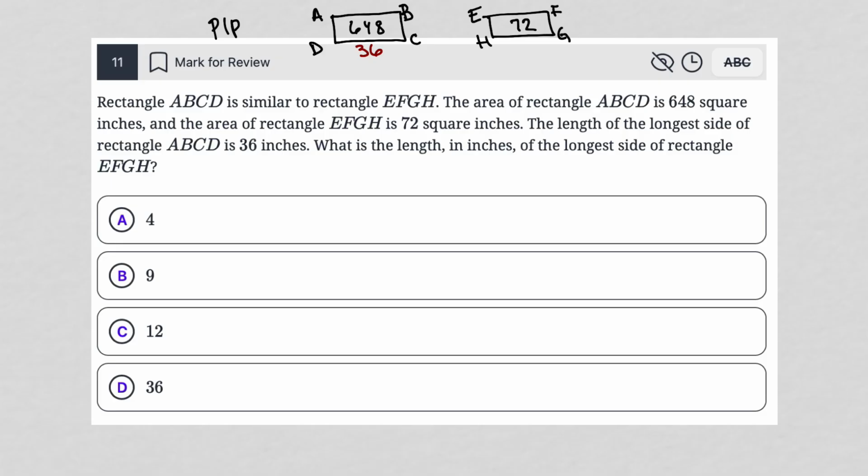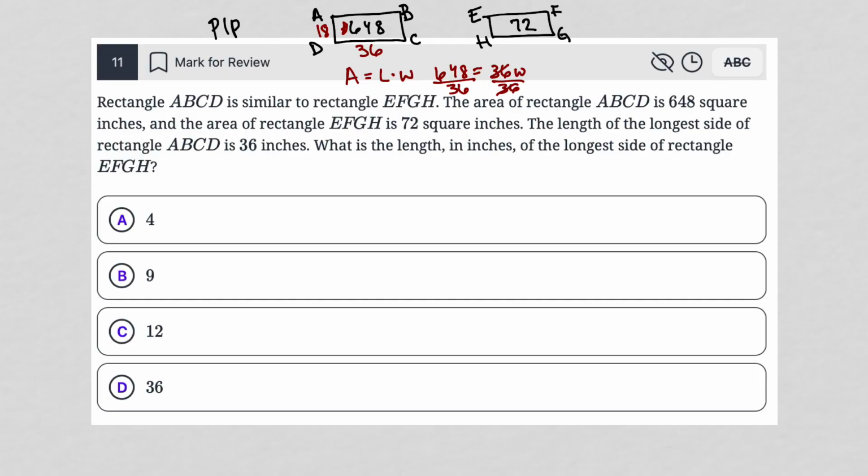Okay, so if I know the area is 648, and I know that the way you find the area for a rectangle is length times width, and I know the length is 36, then I can make this equation. 648 equals 36 times the width. And from there, I can calculate the width by dividing both sides of this equation by 36. And I go to my calculator, then I see that 648 divided by 36 is 18. So now I know that this width here is 18.